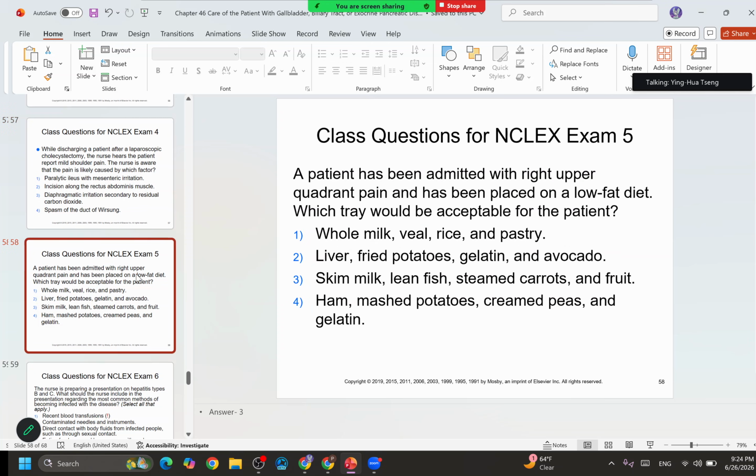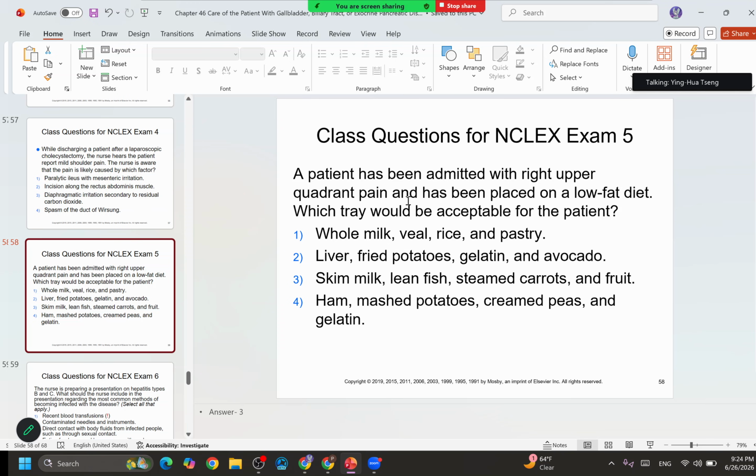The patient is admitted with right upper quadrant pain, and has been placed on a low-fat diet. What diet is acceptable for the patient? Right upper quadrant pain is usually which organ? This is not the shoulder, it's a right upper quadrant pain. There are two organs there. One is the liver, another one is the gallbladder.